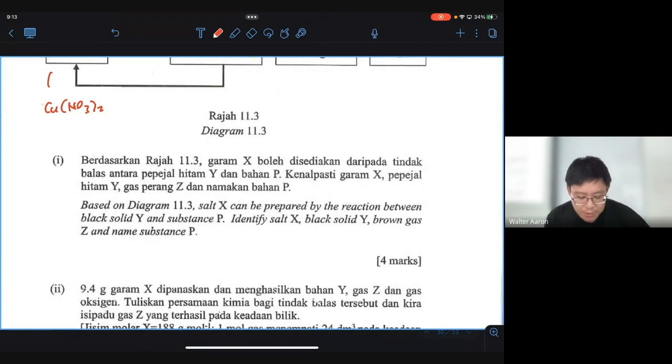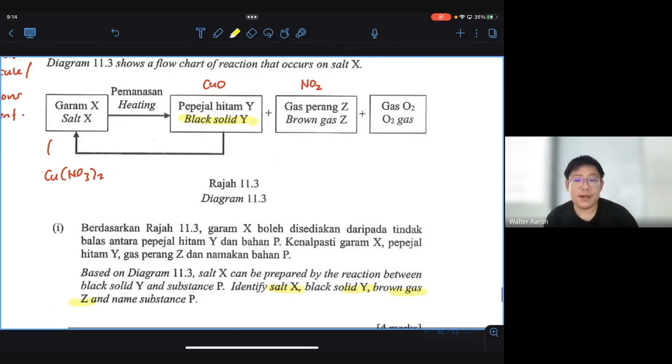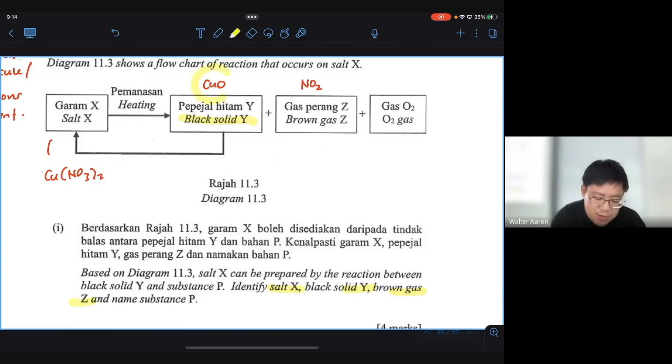So based on 11.3, salt X can be prepared by reaction between black solid Y and substance P. Identify salt X, black solid Y, brown gas Z, and name substance P. So we get 3 marks already because we already identify X, Y, and also Z. The question now is, if I want to prepare P, what can I use? So you ask yourself, what property does this copper oxide actually have? How can we create copper nitrate by using copper oxide and this substance P?